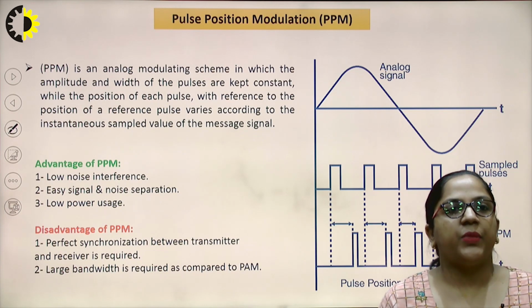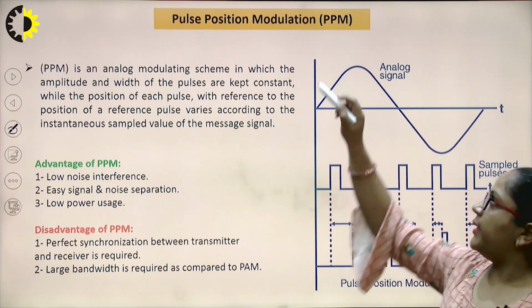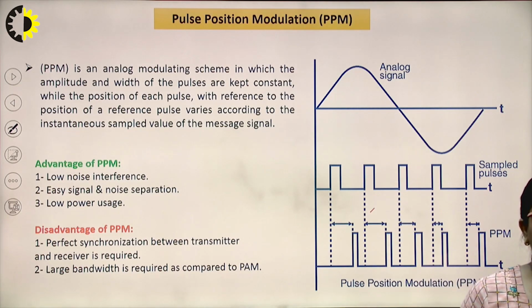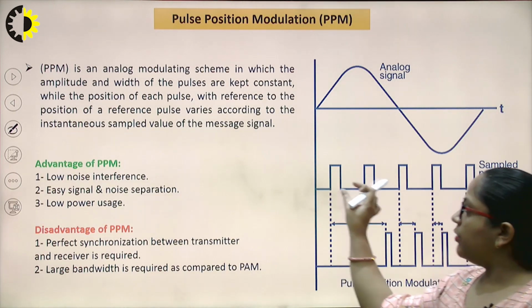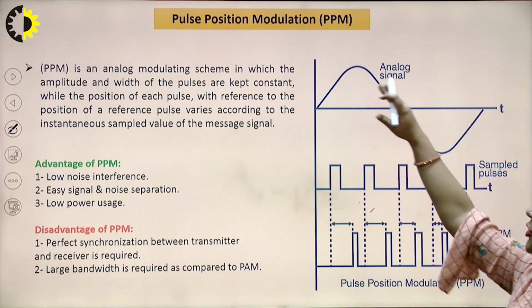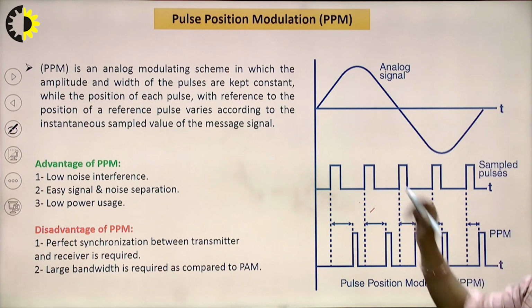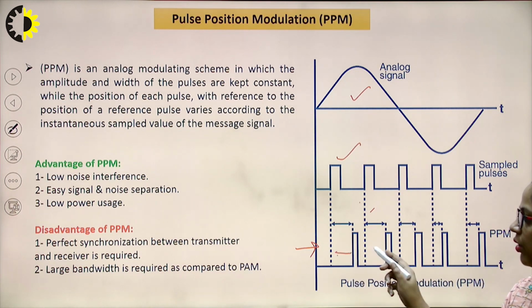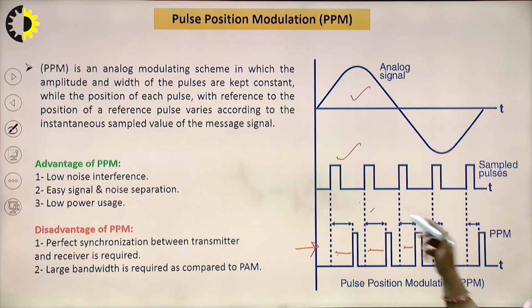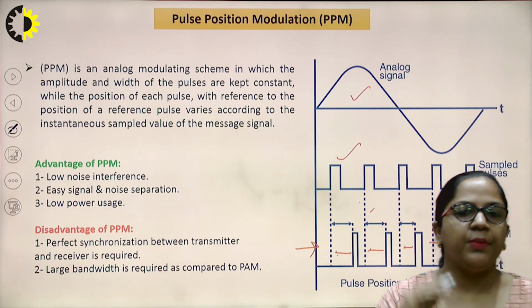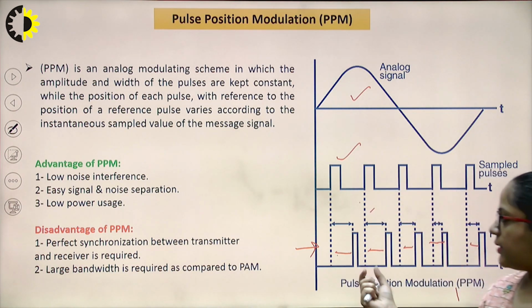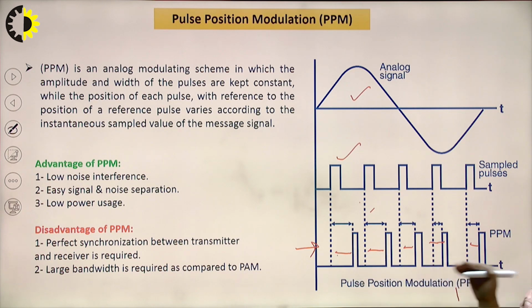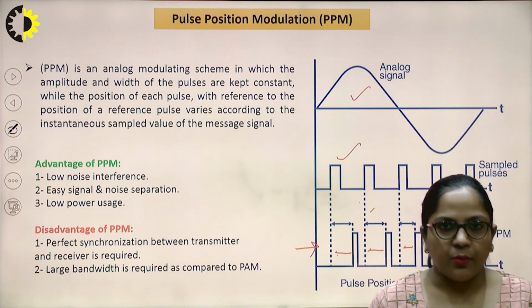Let us understand what is pulse position modulation. As the name indicates, in pulse position modulation, what parameter of the carrier pulse will vary? The position of the carrier pulse will vary according to the variation in the modulating signal. Okay. So here we have our modulating signal, here we have carrier pulses. In the PPM modulated waveform, we can observe the position of the pulse is varying as the amplitude of the modulating signal is varying. So in case of PPM, the amplitude and the width of the pulses will remain constant, but its position will vary according to the instantaneous value of the modulating signal.